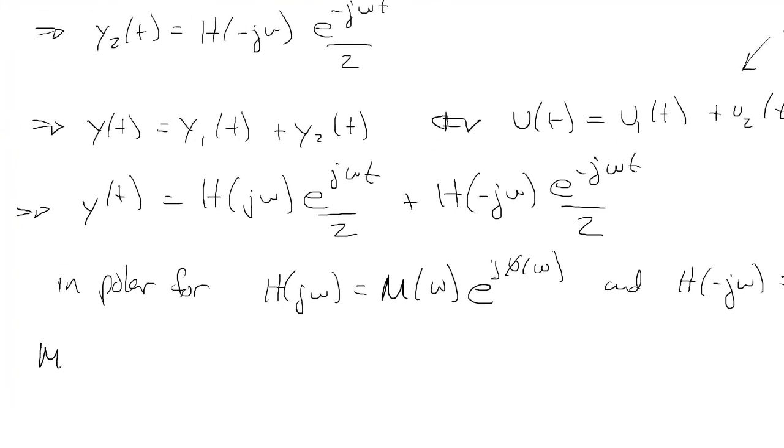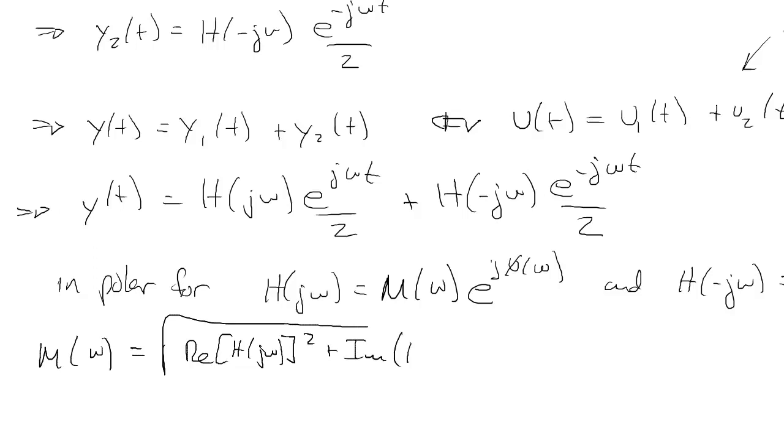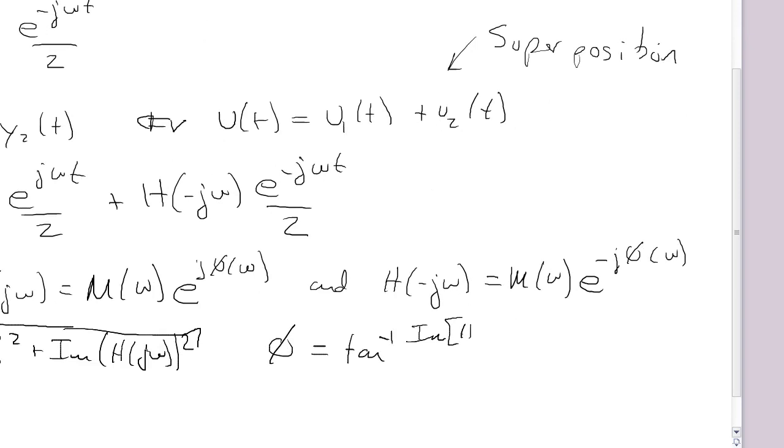where in general, M of omega is the square root of the real part of H of j omega squared plus the imaginary part of H of j omega squared. That's just the standard way of looking at complex numbers. And phi is the inverse tangent of the imaginary part of H of j omega all over the real part of H of j omega.